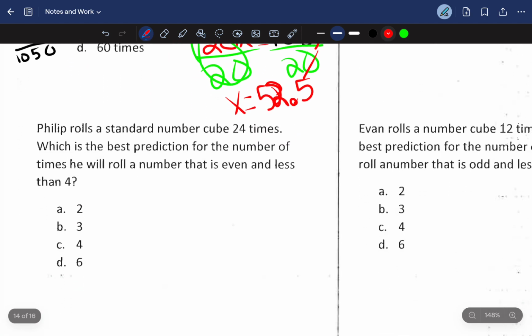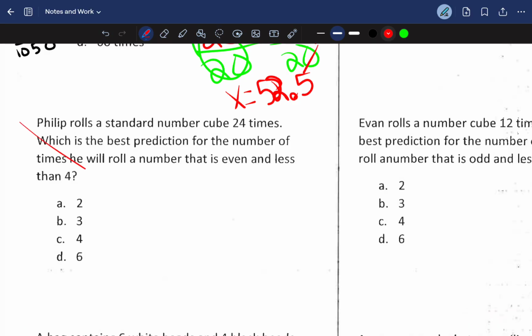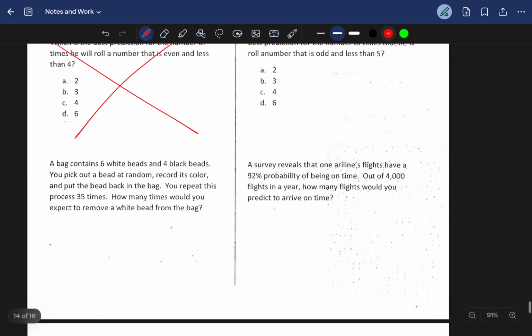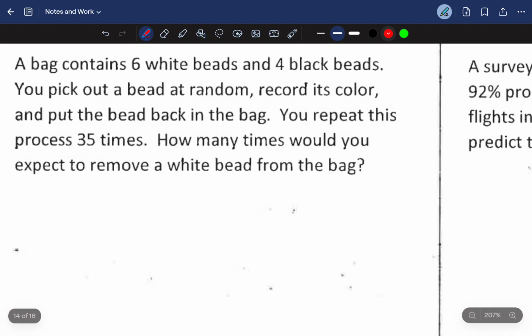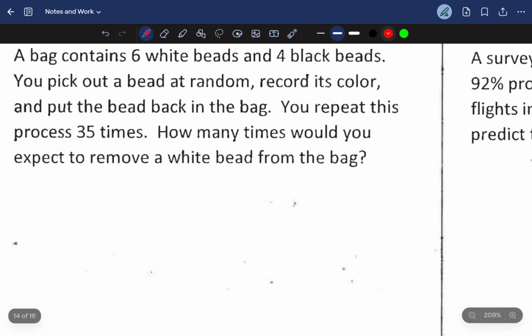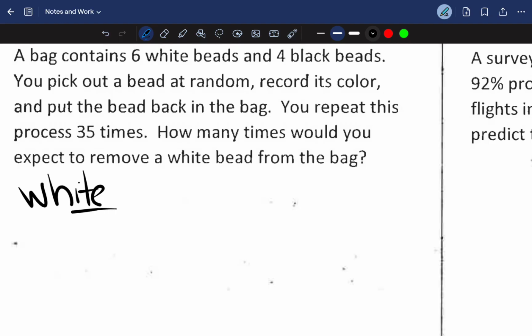Okay, we're going to skip this one about Philip rolling a standard number cube. And we're going to take a look at this one about beads. It's the last one on the left side. So it says a bag contains 6 white beads and 4 black beads. You pick out a bead at random, record its color, and put the bead back in the bag. You repeat the process 30 times. How many times would you expect to remove a white bead from the bag? So we're looking at the white beads. So I'm going to just write white over the total number of beads that are in the bag.